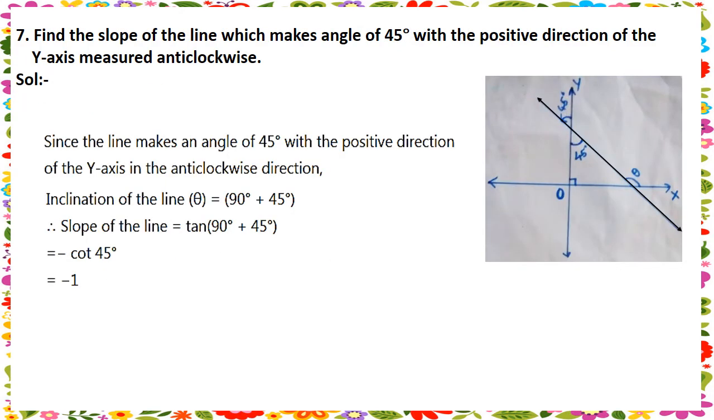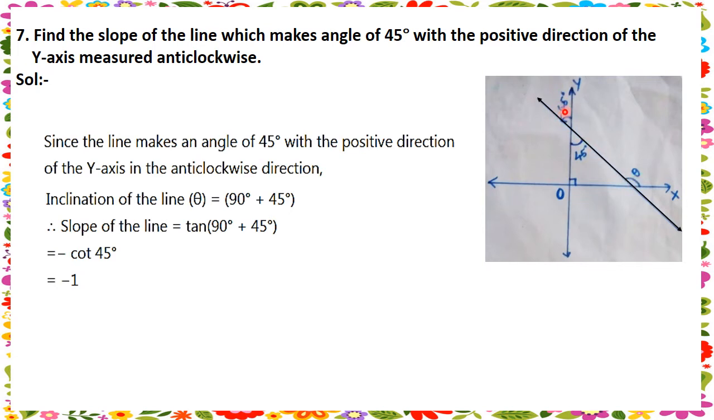Question number 7. Find the slope of the line which makes an angle of 45 degrees with the positive direction of the y-axis measured anti-clockwise. We have the diagram with the related question. This is the line which makes an angle of 45 degrees with the positive direction of the y-axis. Positive direction means anti-clockwise direction. So 45 degrees, and theta is the inclination made by it with the x-axis.